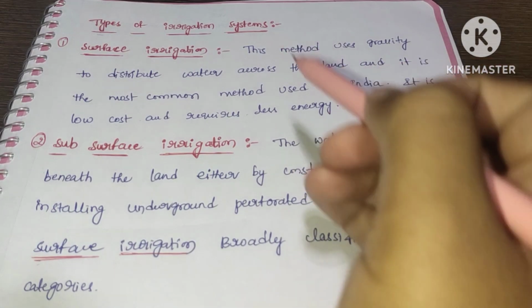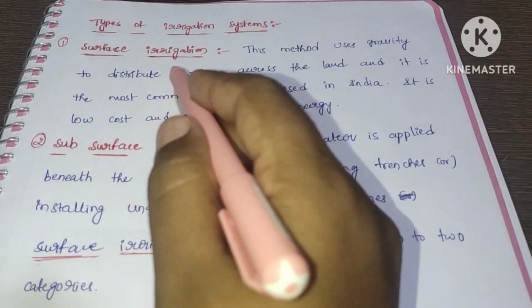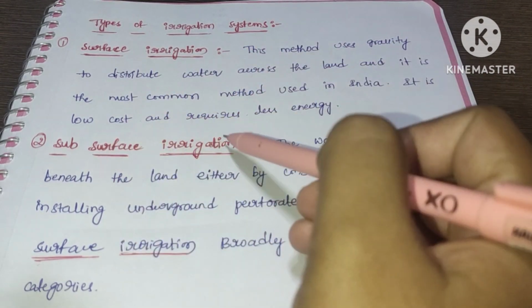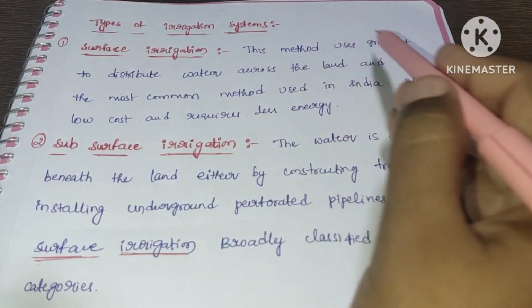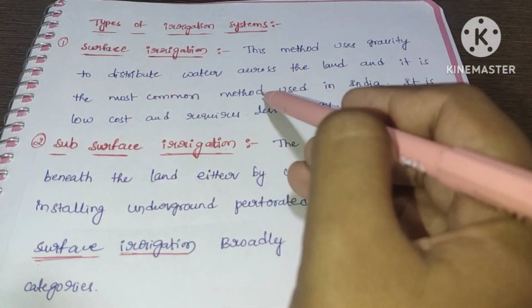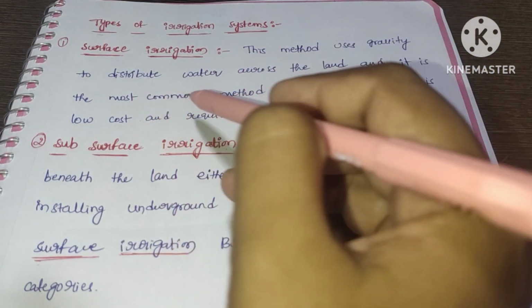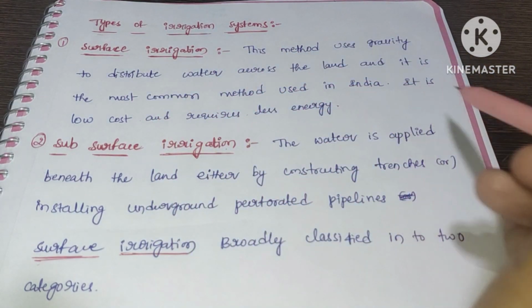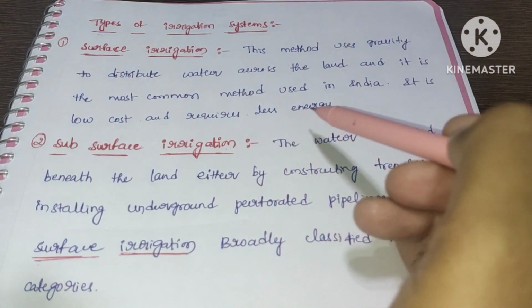Okay, what are the types of irrigation? Surface irrigation and subsurface irrigation. Surface irrigation means this method uses gravity to distribute water across the land, and it is the most common method used in India. It is low cost and requires less energy.